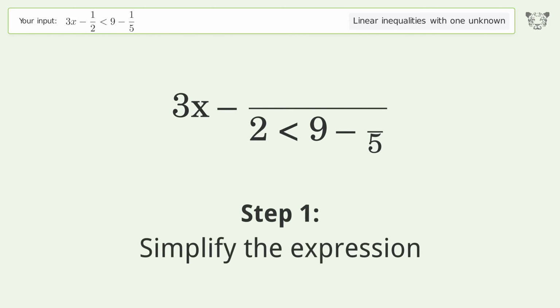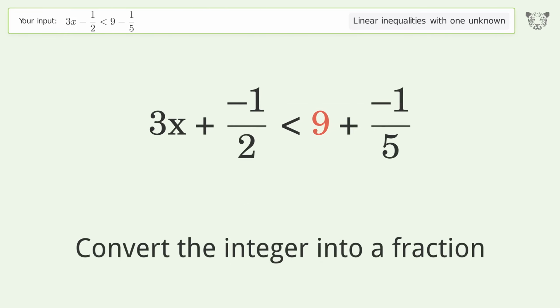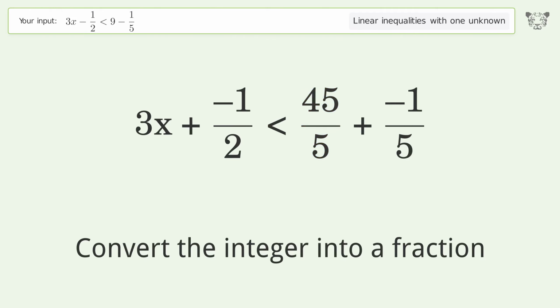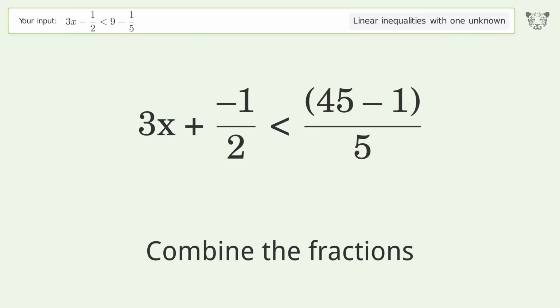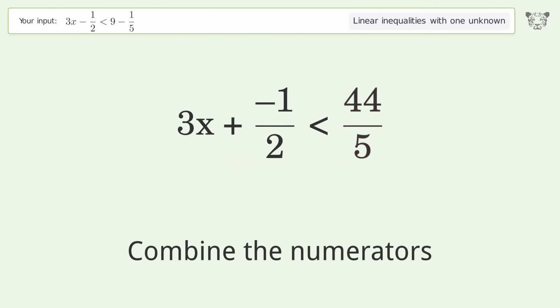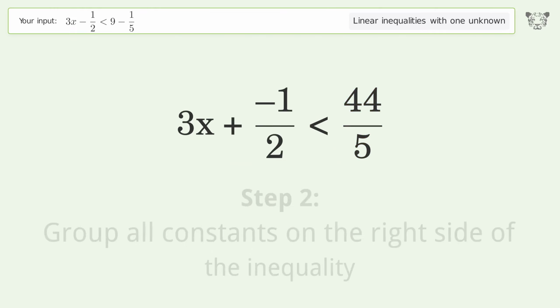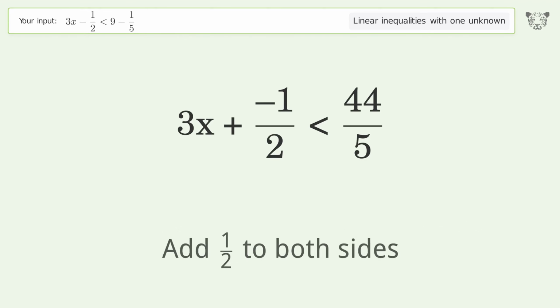Simplify the expression. Convert the integer into a fraction. Combine the fractions. Combine the numerators. Group all constants on the right side of the inequality. Add 1 over 2 to both sides.